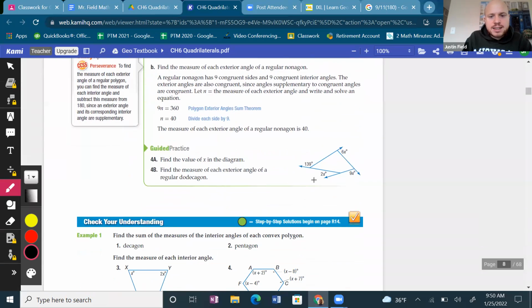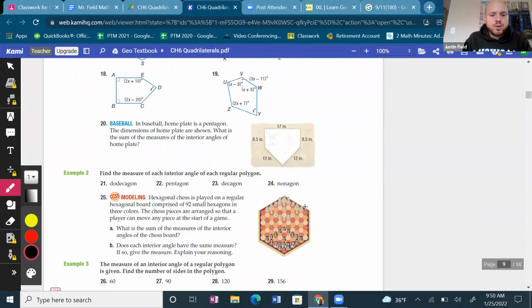Find the value of x in the diagram. No problem, textbook. So I'm just going to add all these together and set them equal to 360 because I know that the sum is 360. So 6 and 2 is 8, 17x plus 139 equals 360, and you can solve that. Find the measure of each exterior angle. Well, you can do that. Just divide 360 by the number of sides. Okay. Now let's do one more section.